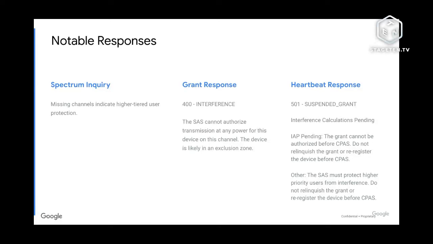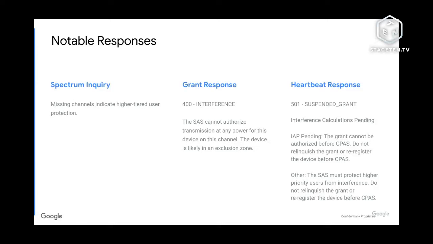The IEP Pending Reason. IEP refers to our power allocation algorithm that happens once a day during CPAS. And if you see this IEP Pending Reason, it means that we are going to be able to authorize a grant at some power after CPAS, but we cannot authorize it beforehand because we need to check with the other SASs first. Do not relinquish the grant or re-register the device before CPAS. If you do, then you'll move to the back of the line.